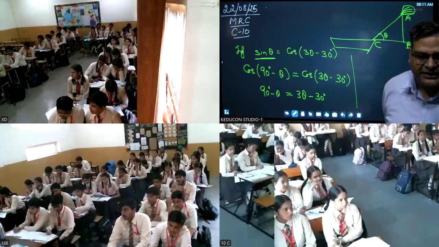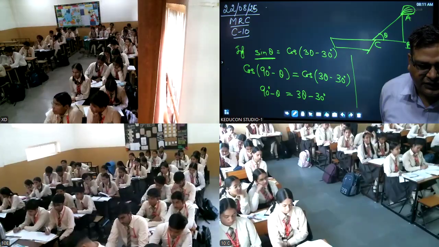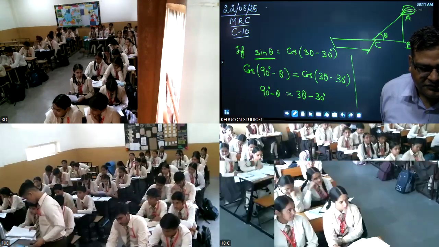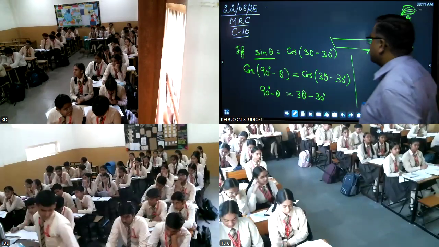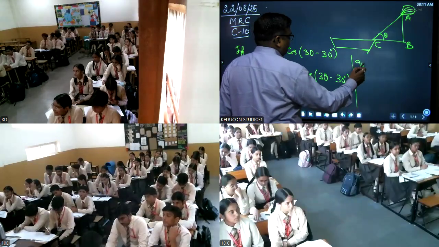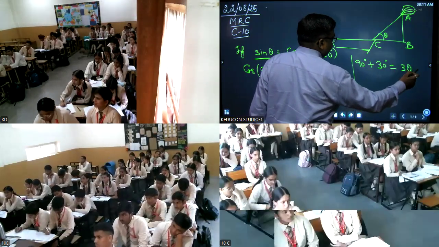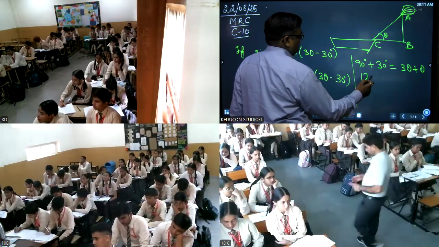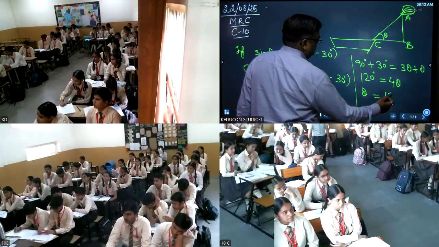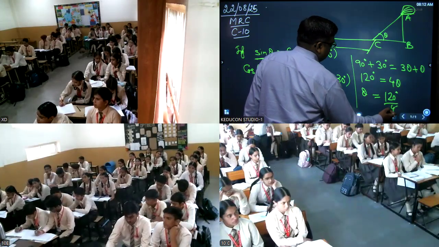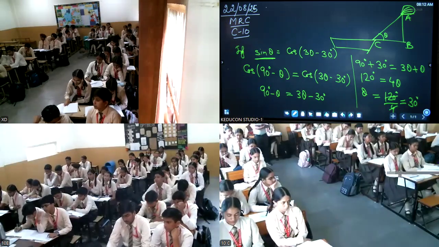What value has come, son? Tell me the value of theta, one minute. The student who has done it, please tell me what is the value of theta. 30 degree. Please sit down. Right children, when you solve this equation, take 30 on the left side and theta on the right side. So this becomes 120 degree equal to 4 theta, and theta will be equal to 120 by 4, that is 30 degree. Everyone is clear?